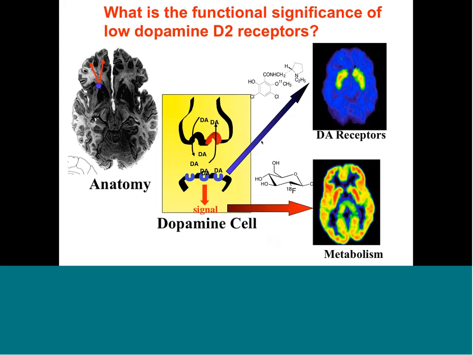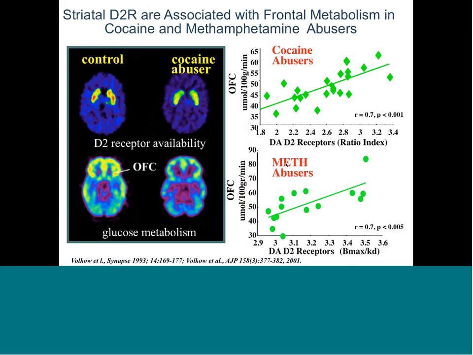Okay, so we have lower dopamine receptors, they get a weaker dopamine system. How does that affect function? And so we have our tracer, the sugar tracer, fluorodeoxyglucose. In the same subjects, we could look at both dopamine receptors and brain function. And indeed, we found that just as we get lower dopamine receptors in the cocaine abusers, there is also lower metabolism in the orbital frontal cortex, which is the executive control center here.